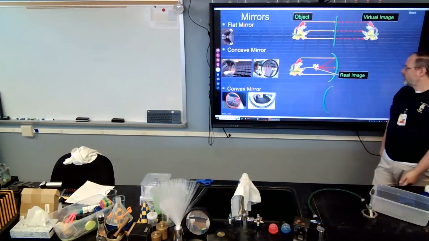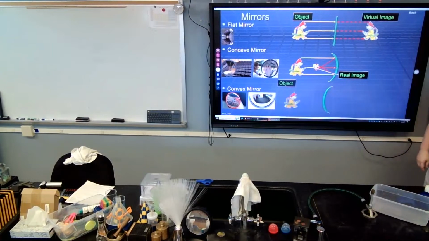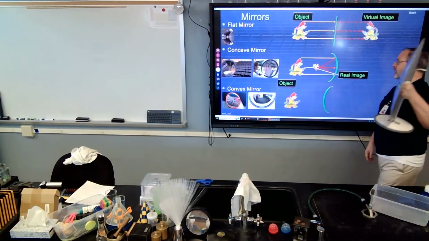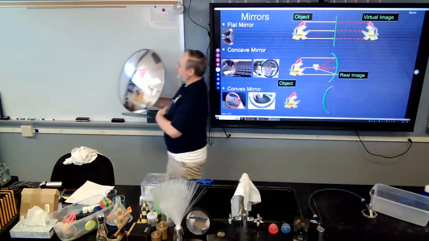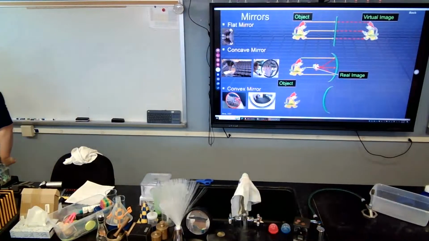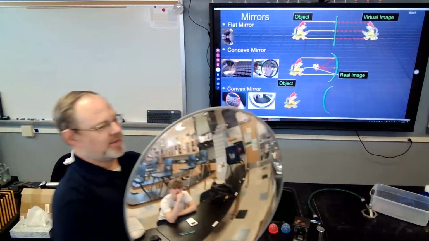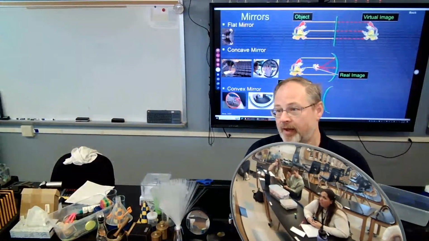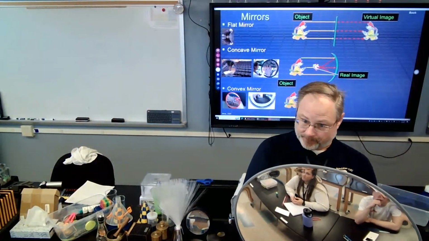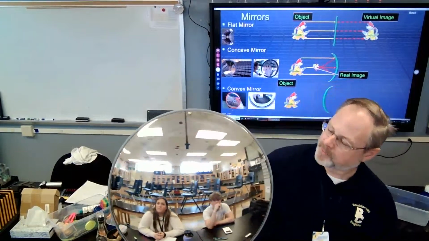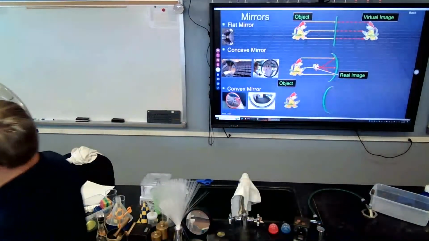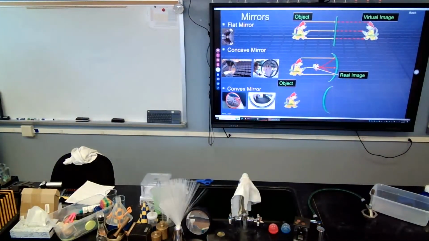Convex mirrors, they vex you, they vex away from you. The great thing about convex mirrors, you can put them at the corner of Walmart and you can see around corners. But everything in a convex mirror is teeny tiny because it collects a lot of information and focuses it on a small point. Do convex mirrors make real or virtual images? Virtual. Yeah, they can only make virtual images.